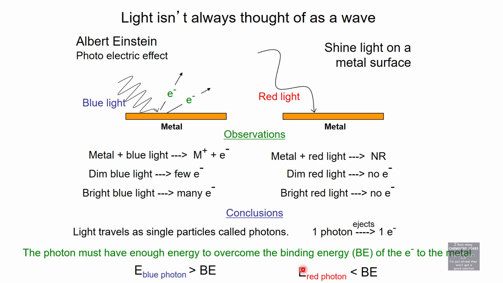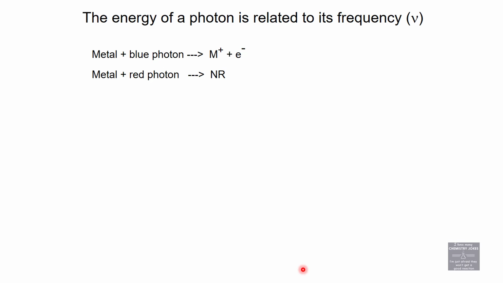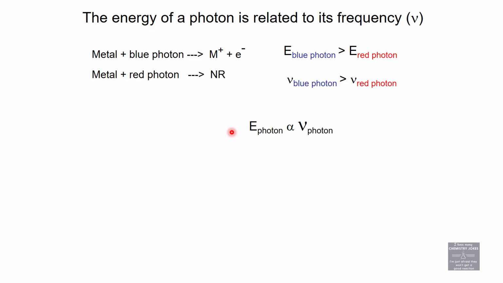Let's keep talking about this energy thing. Energy is related to frequency. And so through those Einstein photoelectric effect experiments, he said the energy of a blue photon is greater than the energy of a red photon. He also knew that the frequency of a blue photon was greater than the frequency of a red photon. So since these have the same relationship, he said energy and frequency are proportional.